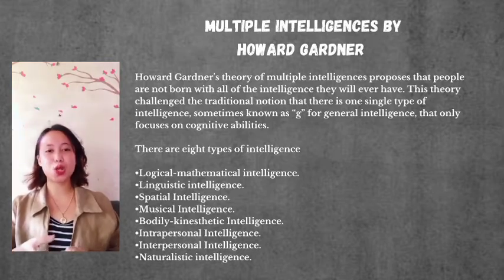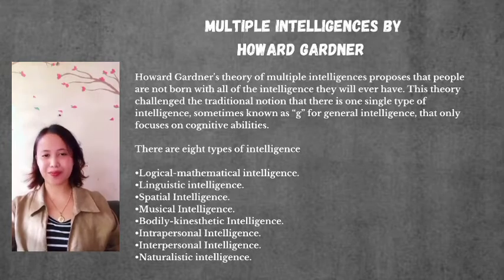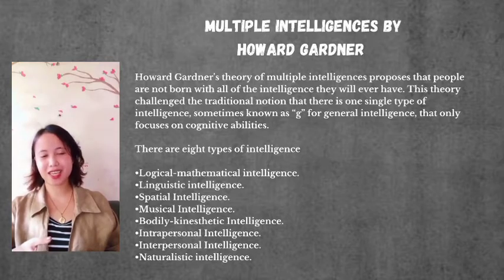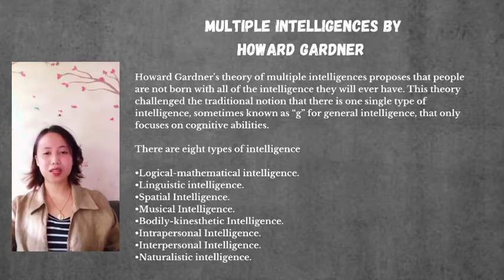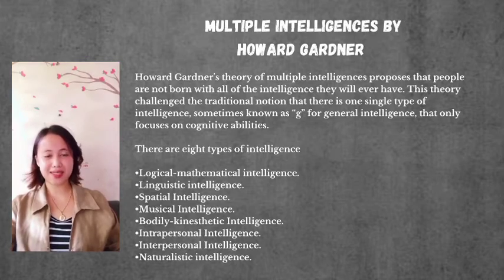Gardner proposed that people are not born with all of the intelligence they will ever have. This theory changed the traditional notion that there is one single type of intelligence, sometimes known as g for general intelligence, that only focuses on cognitive abilities. There are 8 types of intelligences: 1, logical-mathematical intelligence; 2, linguistic intelligence; 3, spatial intelligence; 4, musical intelligence; 5, bodily-kinesthetic intelligence; 6, interpersonal intelligence; 7, intrapersonal intelligence; and 8, naturalistic intelligence.